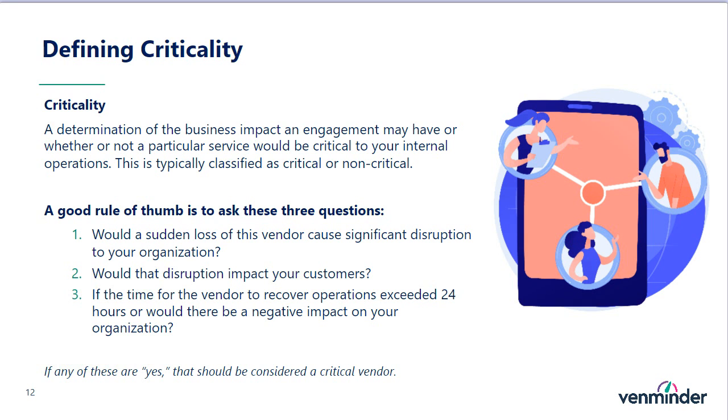So a good way to determine if a vendor is critical is to ask one of these three questions. Would a sudden loss of the vendor cause significant disruption to your organization? Would that disruption impact your customers? And if the time for the vendor to recover operations exceeded more than 24 hours, would there be a negative impact on your organization? If you answer yes to any of those three questions, you definitely have a critical vendor. There could be some other considerations your organization chooses to use when defining what is critical, but those three questions work really well.